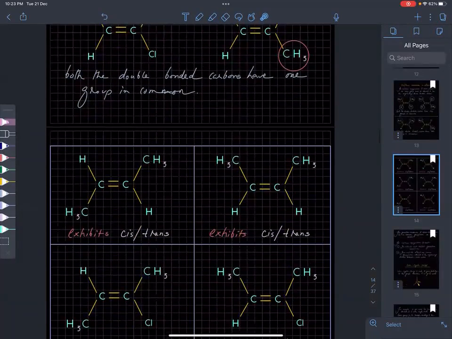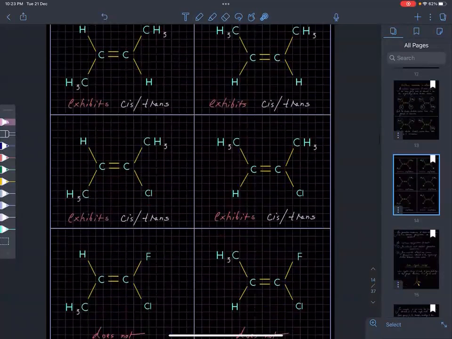What about these two? The first one is trans and the second one is cis. What about this? Trans. Same. This is trans and this is cis. Clear?